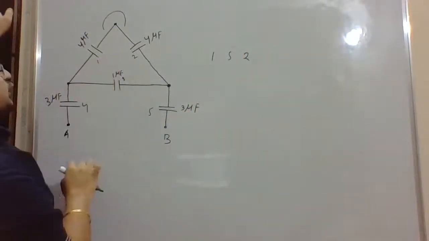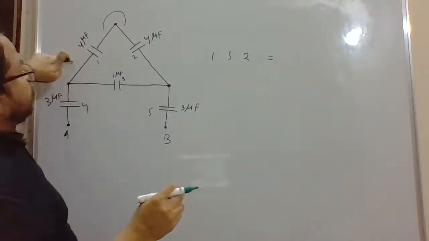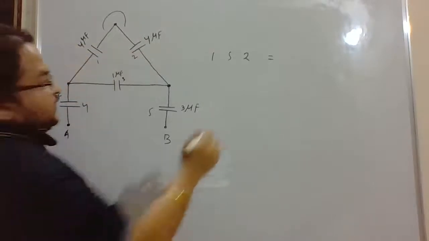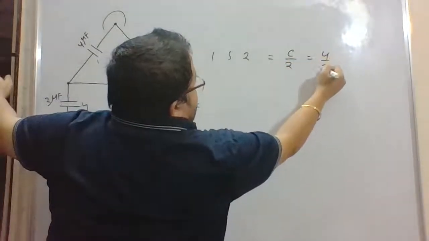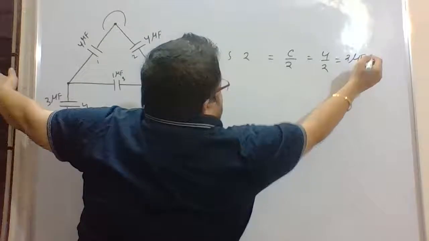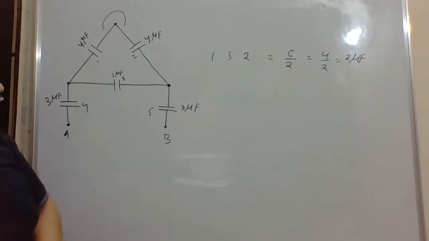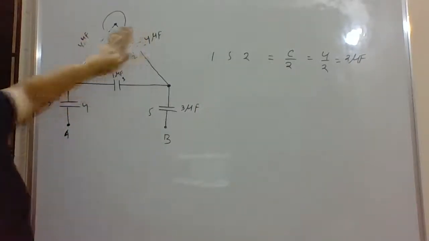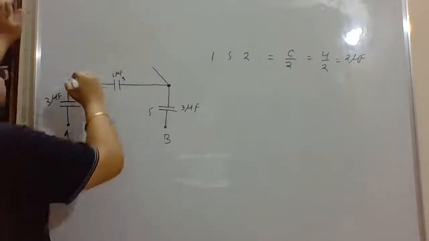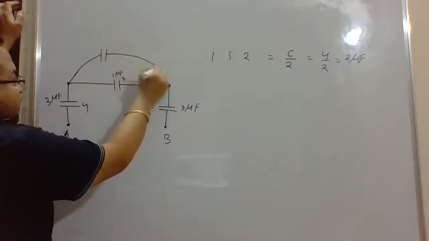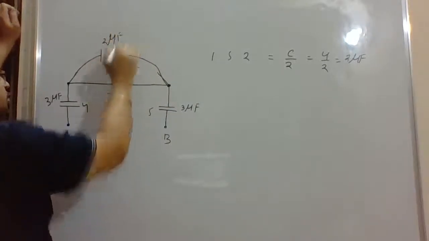If 1 is in series with 2, then what would be the equivalent capacitance? We know two capacitors whose capacitances are the same and they are in series, so the equivalent capacitance here will be C by 2. That is nothing but 4 by 2 equal to 2 microfarad, right? So if 1 is in series with 2 and the equivalent capacitance is 2 microfarad, I can remove both of these, and in place of both, I can connect one 2 microfarad capacitor. So the rest of the drawing remains the same. Now this is a 2 microfarad capacitor.